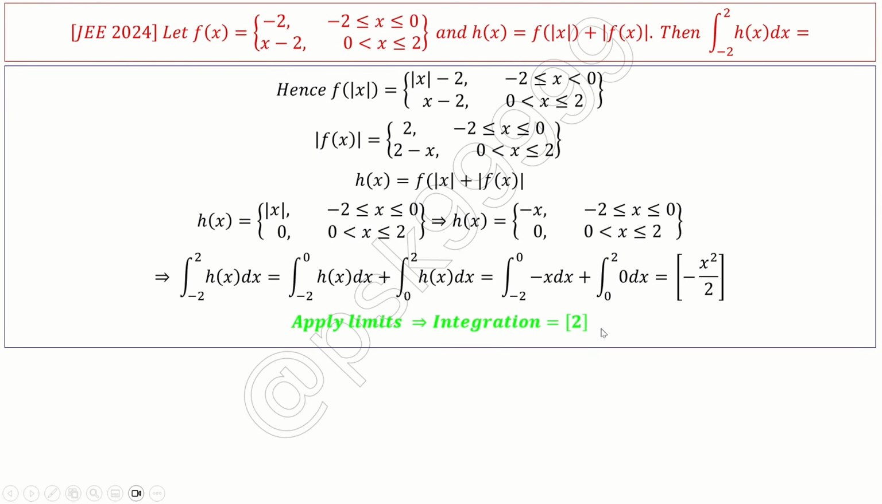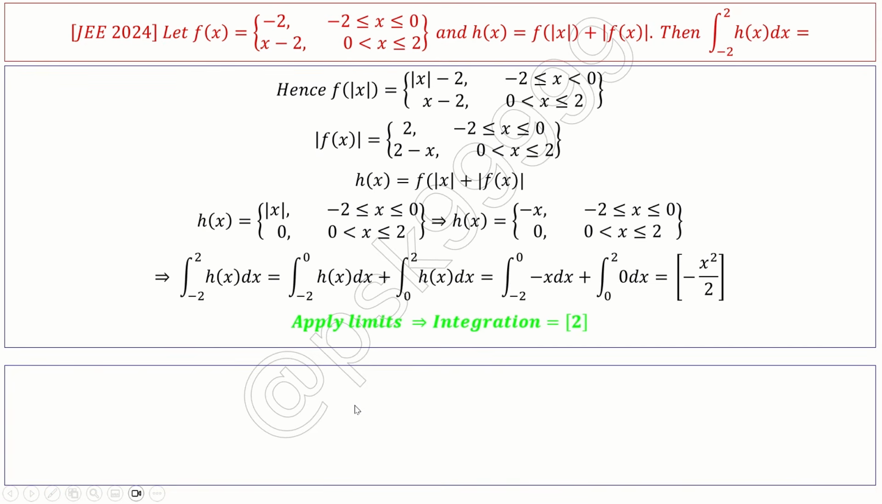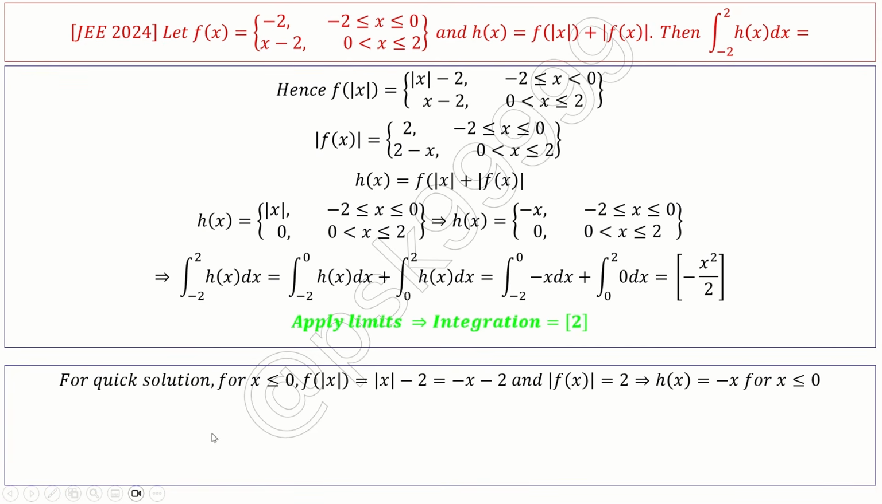Now once you understand this one, I just want to explain in detail how you got h of x. But if you are good in function definitions, when you have modulus, this is what you should do actually. When x is less than 0, that is x is negative, what happens? F of absolute x is nothing but, it's a negative value which will convert into positive. So this is nothing but absolute x minus 2, which is minus x minus 2, and absolute of f of x is nothing but 2. So for negative x, h of x is minus x only.